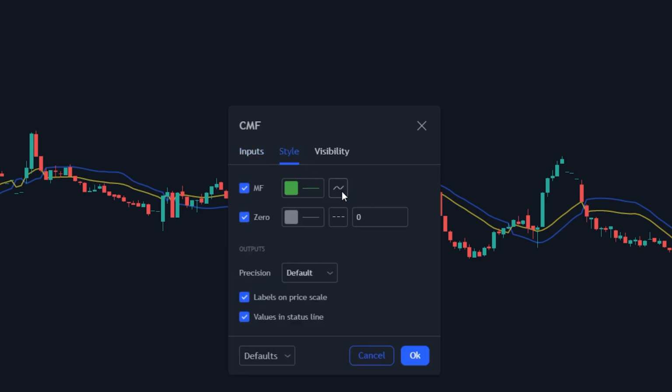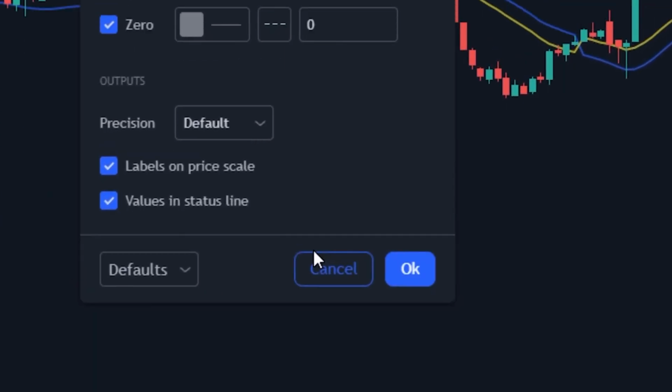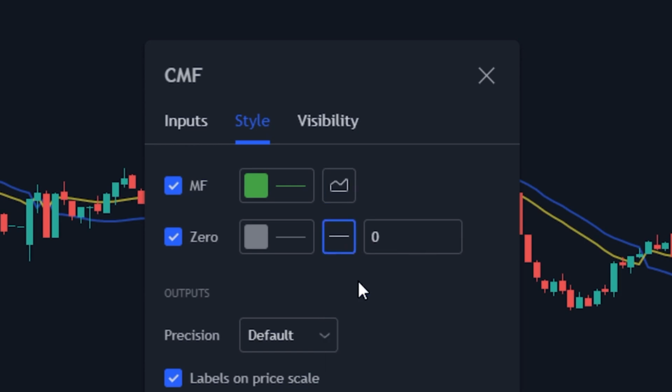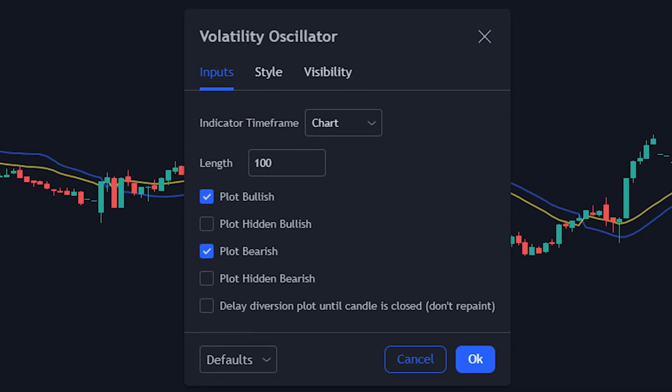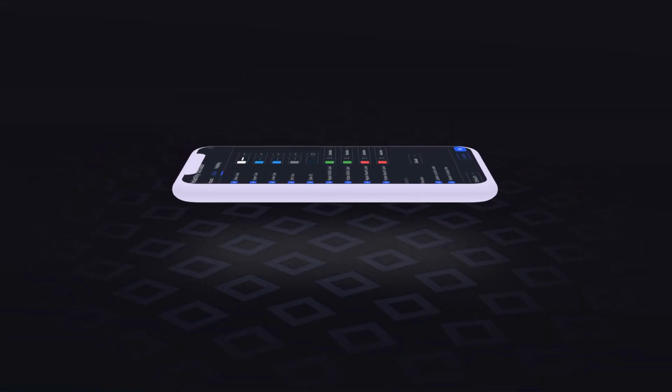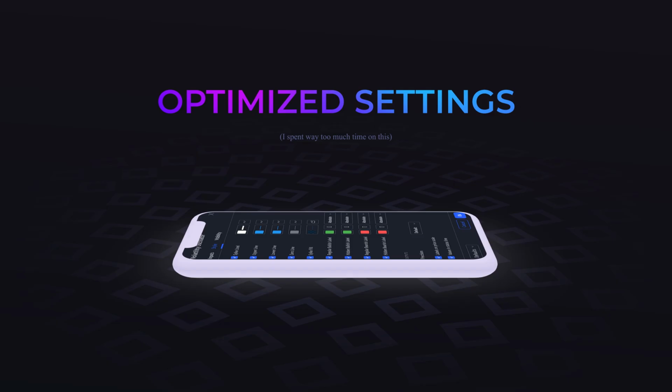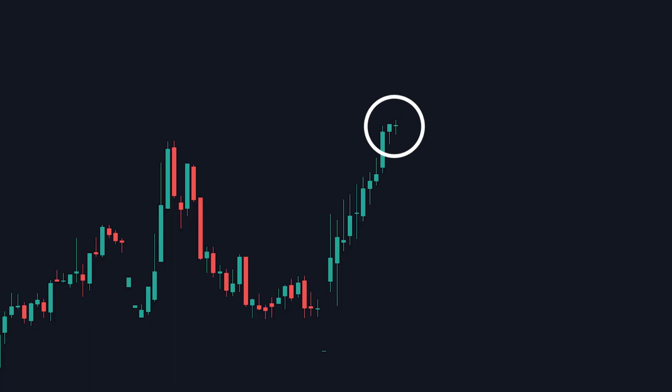You can keep these inputs at default. Just go to the style tab, change it from line to area. Then I'm also going to change the 0 line from a dotted line to a solid line. Then finally, you can keep the settings for the volatility oscillator at default. Then just like that, we have optimized our indicator settings for this strategy. Now, let's go into detail on when to actually enter a trade.